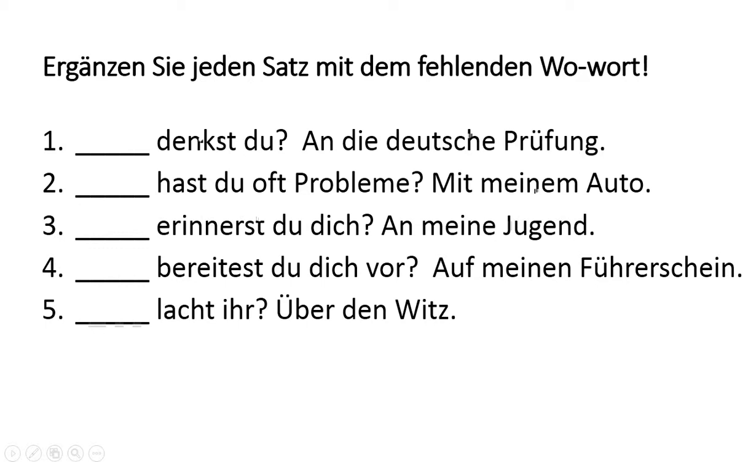Ergänzen Sie jeden Satz mit dem fehlenden Wo-Wort. So take a look at these. Every one of these has an answer in the form of a preposition. So write the wo compound that goes in with those questions. Blank, denkst du an die deutsche Prüfung? So what are you thinking about, or thinking of, the German test? So put the correct wo form there. Pause the video to write those down. And when you are ready, go ahead and resume the video.